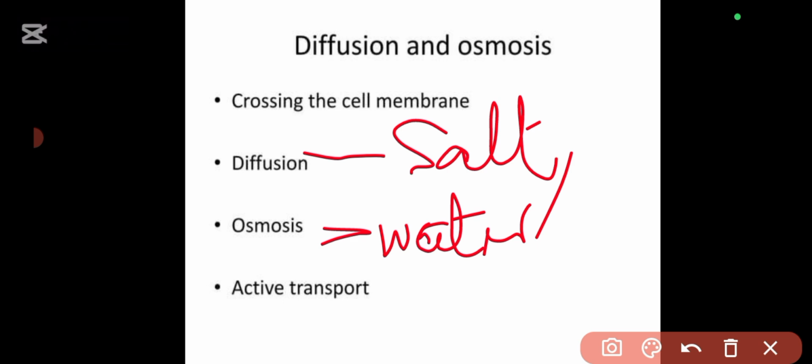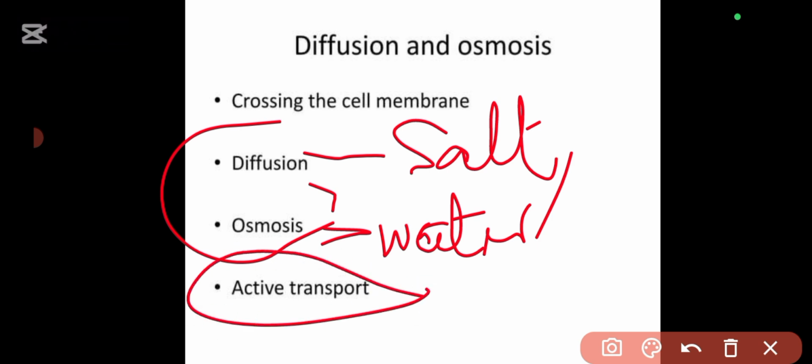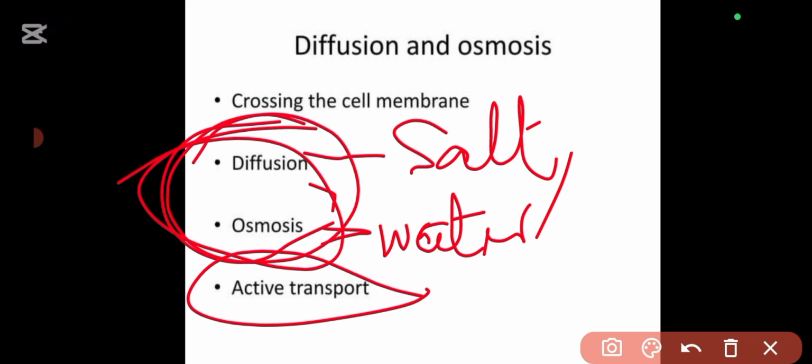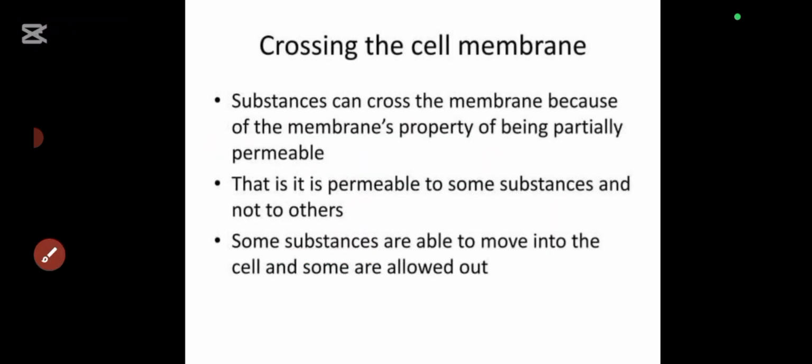Okay, then the opposite of both of these, which are examples of passive transport, is active transport. Active transport, as the name implies, is one that requires energy to move against concentration gradients. These two involve movement down the concentration gradient. Active transport involves movement against the concentration gradient. All right, let's go on then.